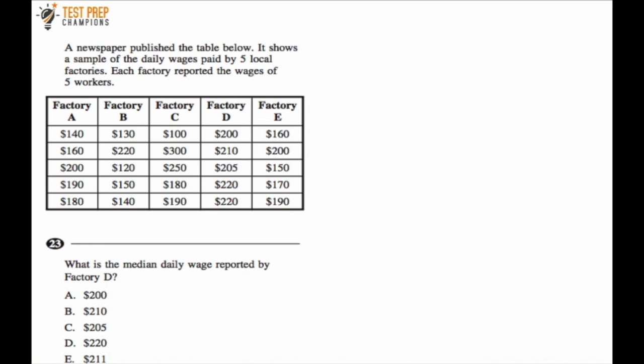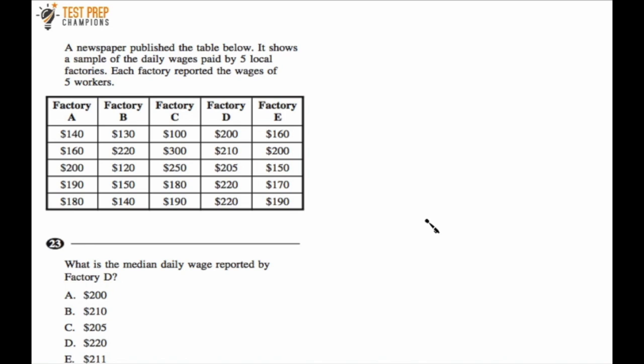Okay, the next question says, a newspaper published the table below. It shows a sample of the daily wages paid by 5 local factories. Each factory reported the wages of 5 workers. What is the median daily wage reported by factory D? So now would be a good time to pause the video, try to figure this out, and then when you're ready, we'll go over the answer.